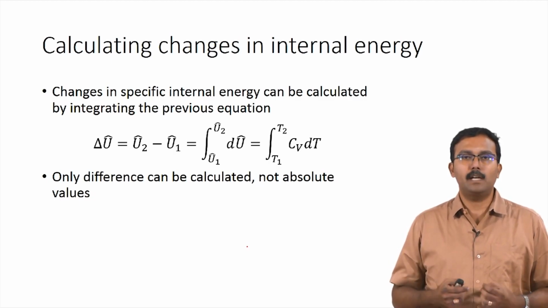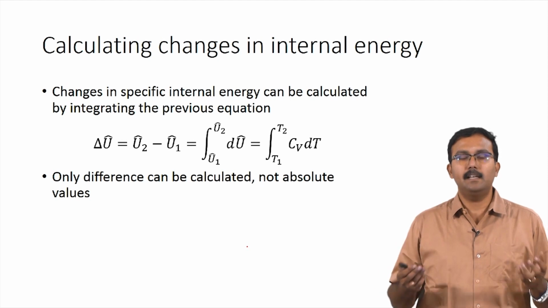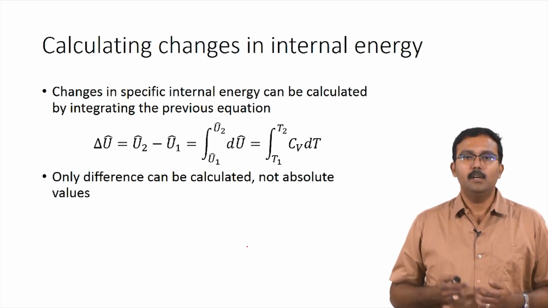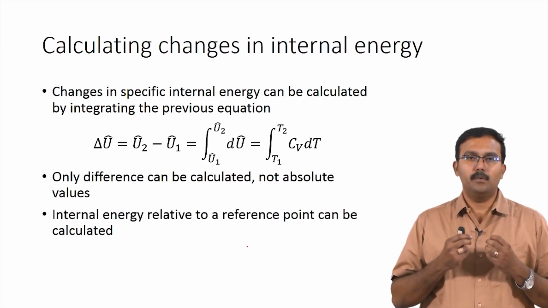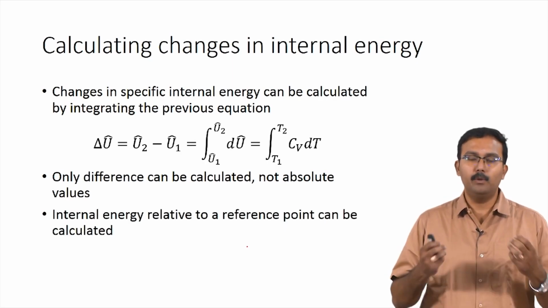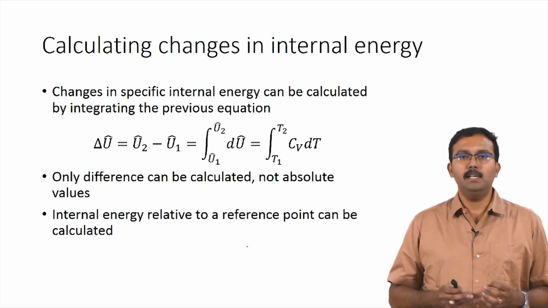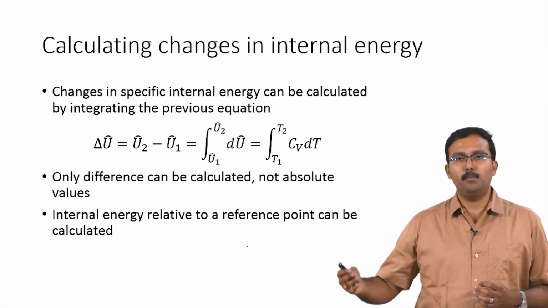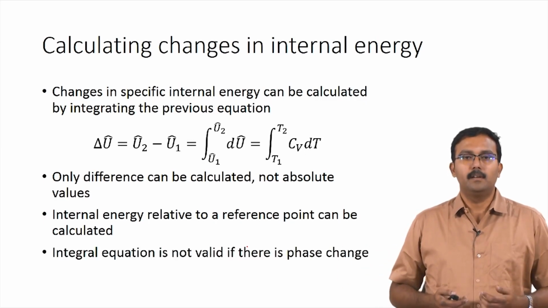You would only be able to calculate the difference in internal energy. So, from state 1 to state 2, the difference in internal energy can be measured or calculated. We cannot identify the absolute values. So, when we perform calculations or when we look at tables, the values which are given for internal energies are usually with a reference point, and it is given as a value relative to that reference point.